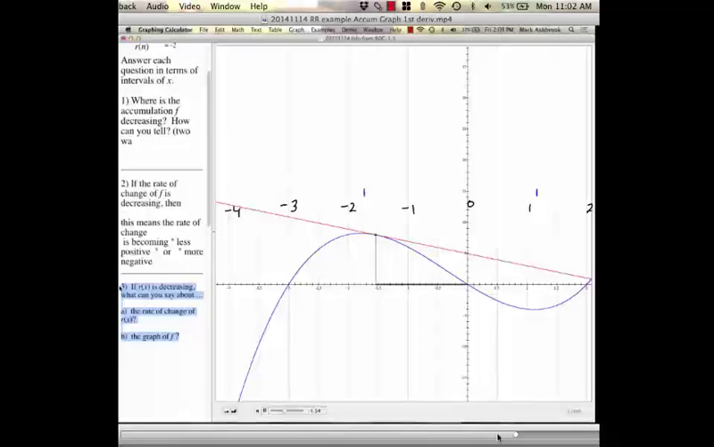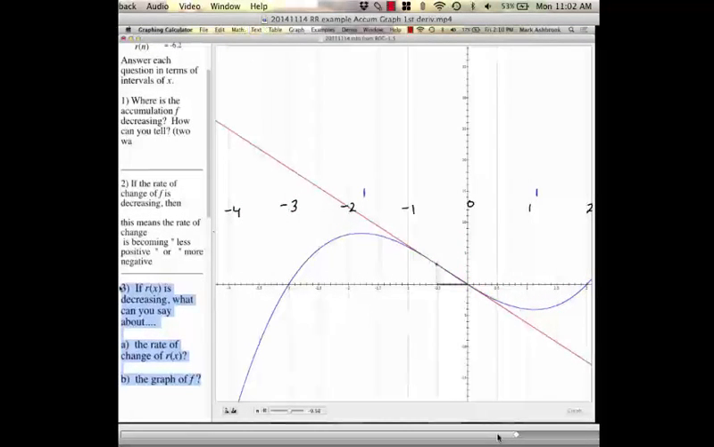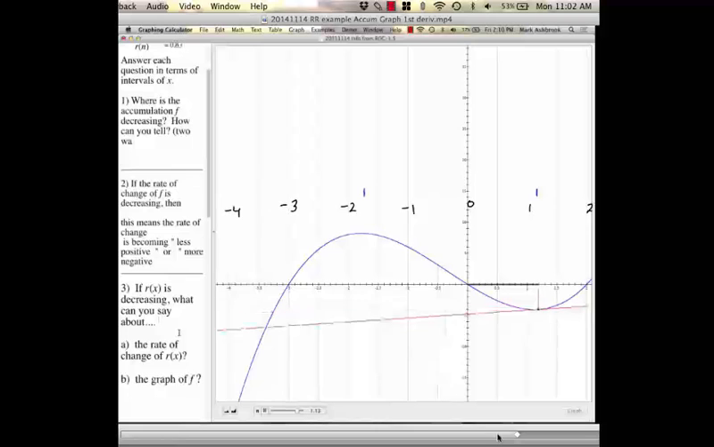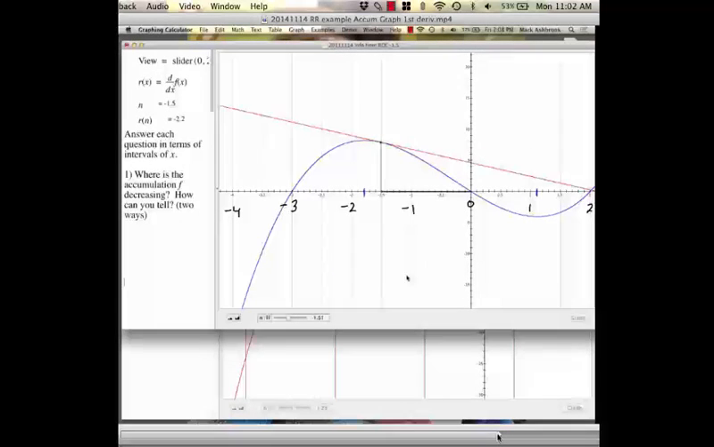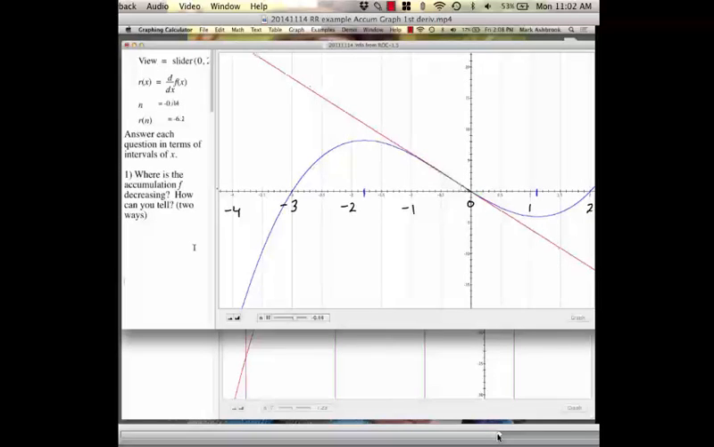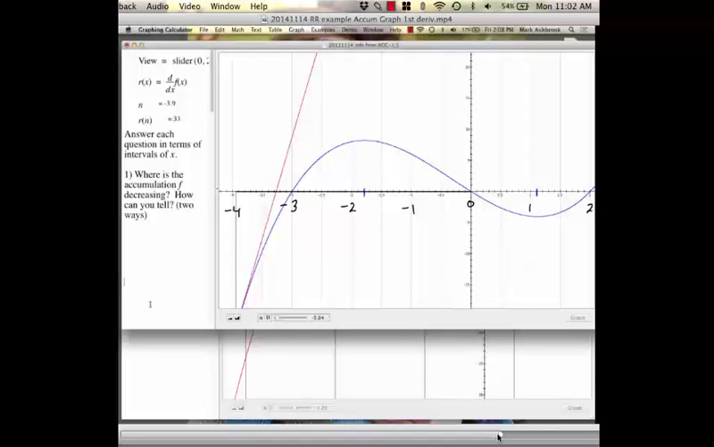So here's the test. To help you, that means that the rate is becoming less positive or more negative. Is the rate of change decreasing? But again, if the function is decreasing, that means the rate of change is negative. If the function is increasing, the rate of change is positive. Okay?